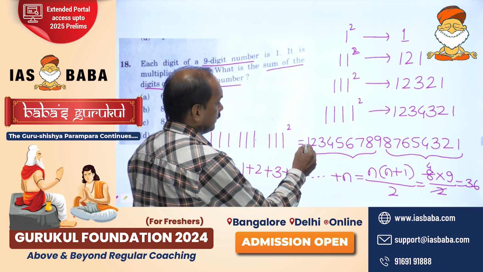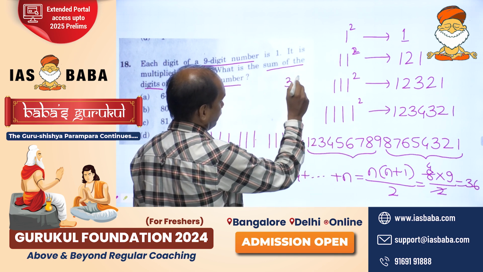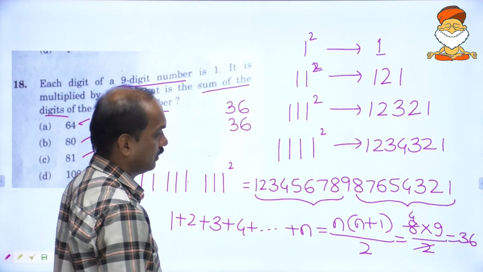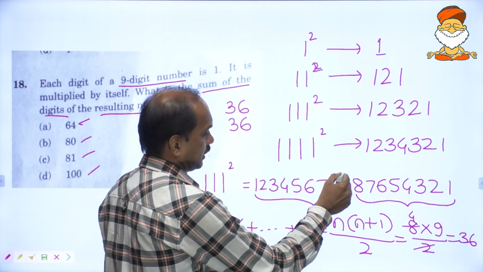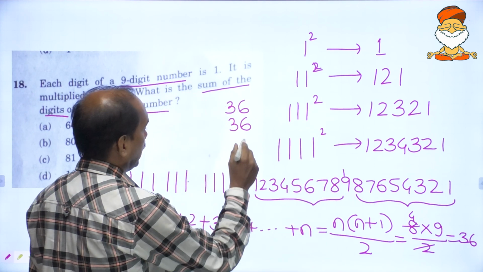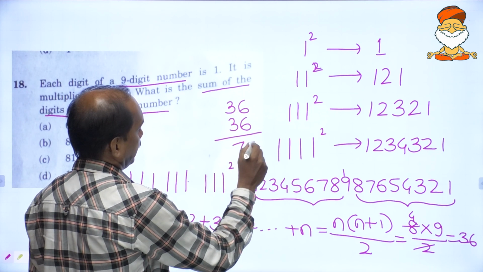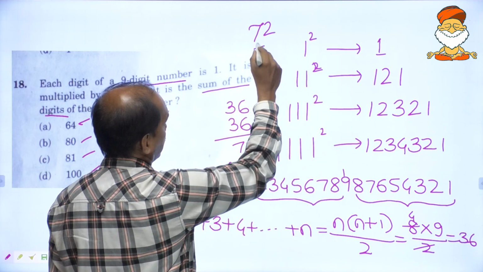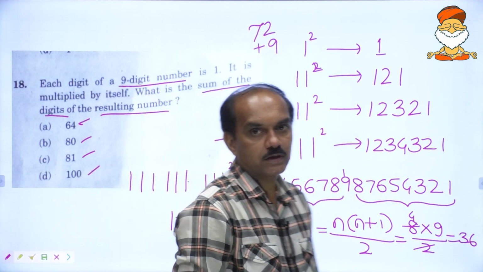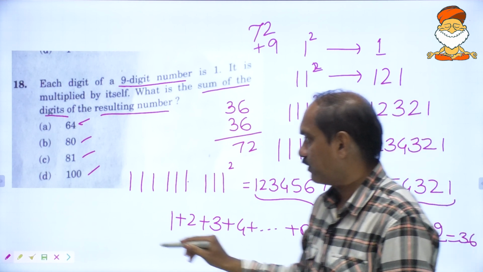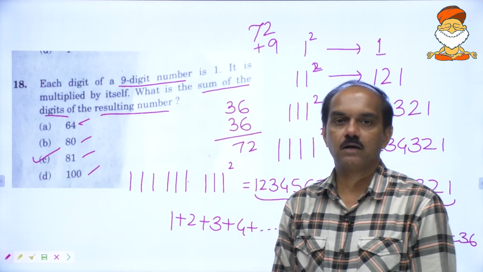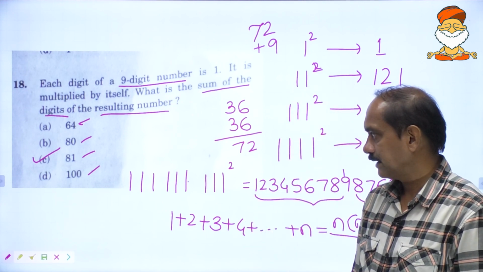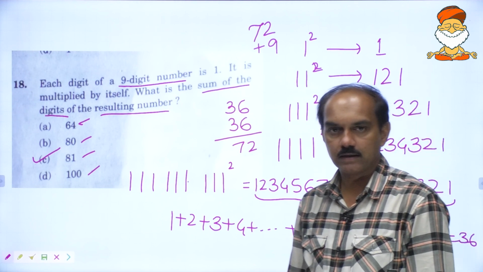What do you mean by this? First 8 is 36, last 8 also 36, because the same set is repeated there. And other than these two sets, we have got 9 as well. So 36, 36, 72. To this 72, you will have to add this 9. 72 plus 9 gives us 81, which is there in the third option, right? So the third option is the correct answer.